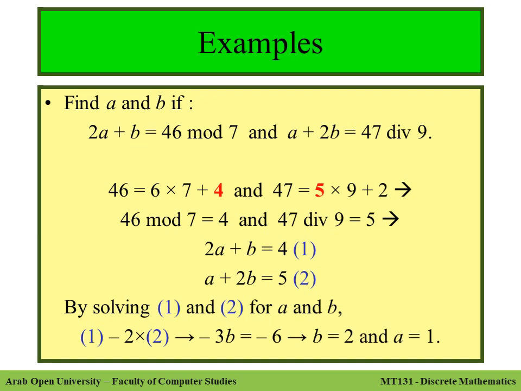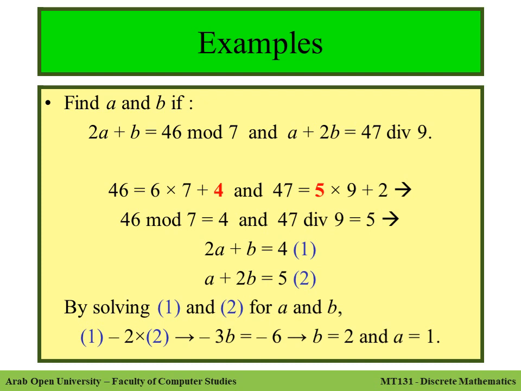Find a and b if the first equation is 2a plus b equals 46 mod 7, and the second equation is a plus 2b equals 47 div 9. The first step is to replace the right hand side of each equation by its value.